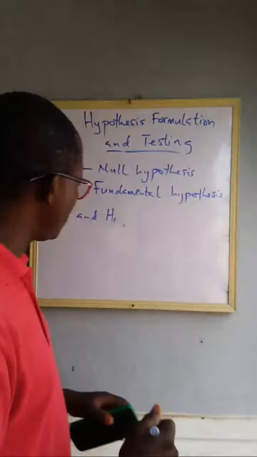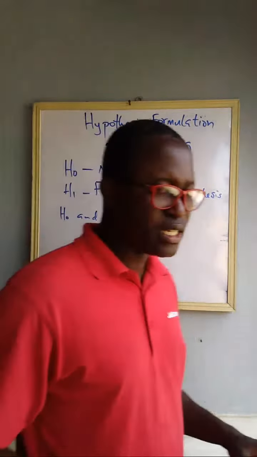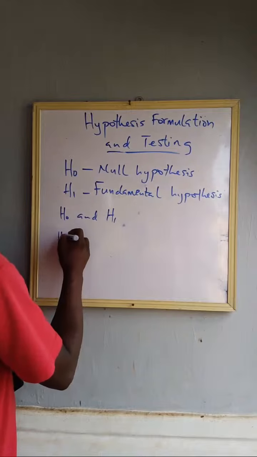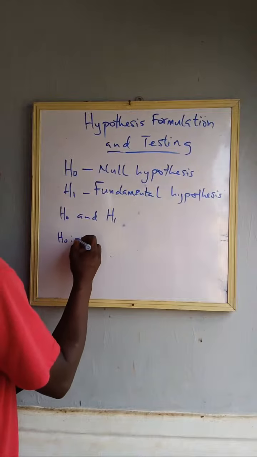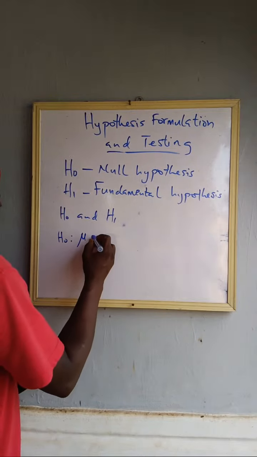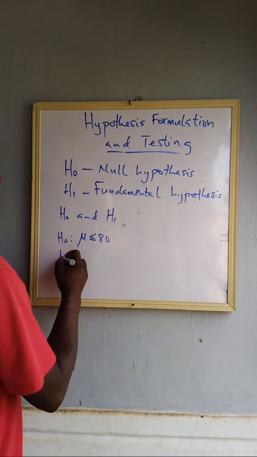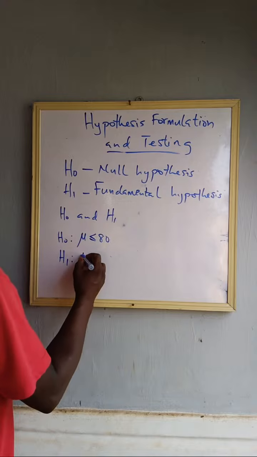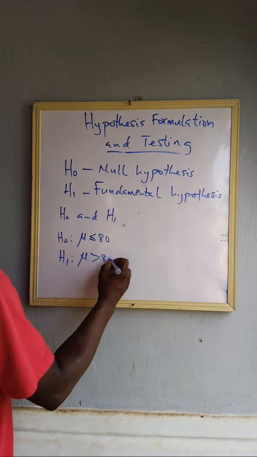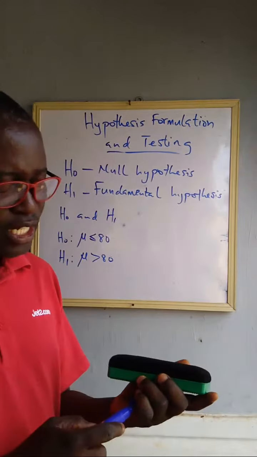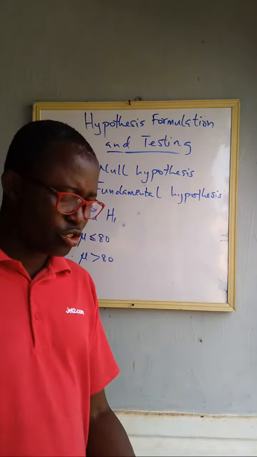So to write that, we will put it this way. Let us represent the mean as mu. So H0: mu less than or equal to 80. H1: mu greater than 80. That is the statement we have to write. So we have formulated a hypothesis for that particular situation.